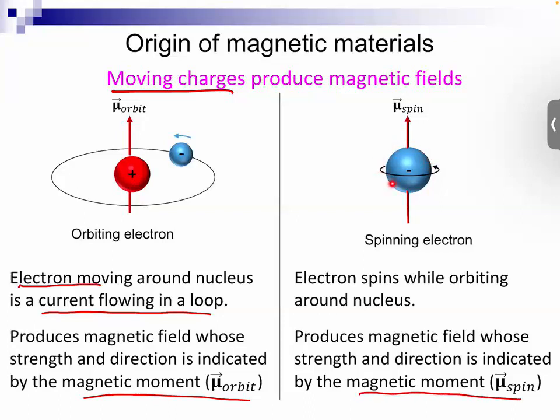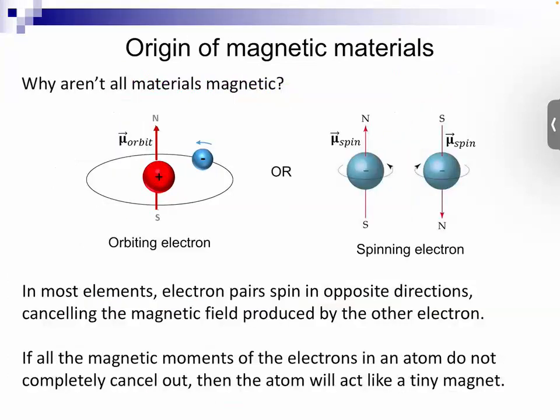Depending on the orientation of the spin, you curl your fingers in the direction of the spin, and your thumb points in the direction of the magnetic field created by the spin. So in this case, the magnetic field is pointing upwards, and it's indicated by the magnetic moment mu. Right. So in a magnet, which has electrons, it's the orbiting of these electrons and the spinning of the electrons that makes that magnet magnetic.